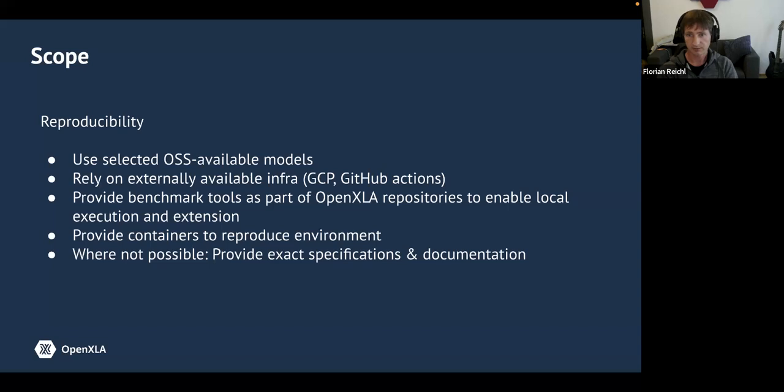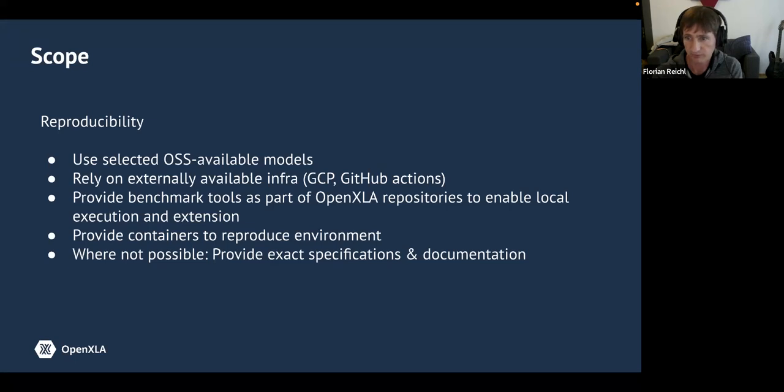We will rely completely on externally available infra. Plan currently is to build this on GCP and GitHub Actions. There's also discussions about adding additional hardware that might not be available on GCP. Happy to have more input on this. On the benchmark, as a quick summary, we are looking towards enabling this, but the initial focus set of hardware is what we'll have available on GCP. At least that's the current state of discussion.